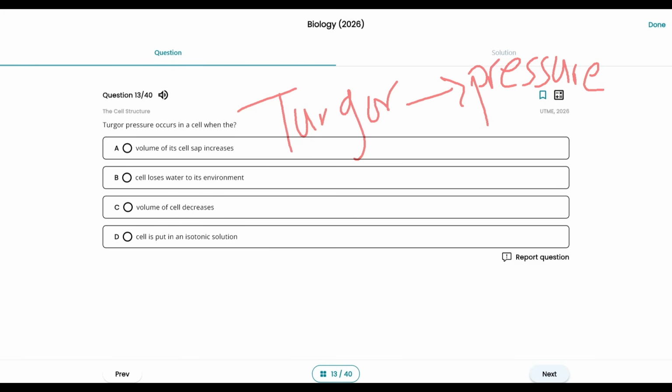Now, the question asks, when does turgor pressure occur? Are you with me? In a plant cell placed in hypotonic solution, water enters the cell by osmosis. The cell sap gains water and its volume increases. The content is pushed outward against the cell wall, producing turgor pressure. I've explained this. So we are looking at various options. From this question now, before I pick the correct option, let's look at other options.